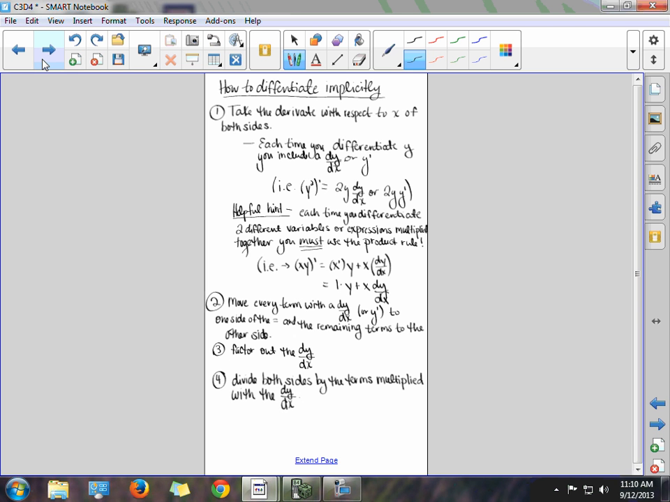If you want to differentiate implicitly, you're really going to take the derivative, but the big issue comes when you try to take the derivative of y. Unless our independent variable is something like t or z, we're differentiating with respect to x. That means when we differentiate a y, we have to differentiate y with respect to x, so we have to include this little dy/dx or a y prime every time we differentiate.